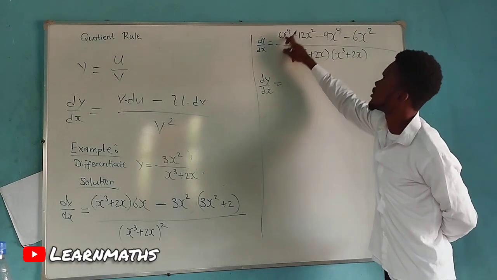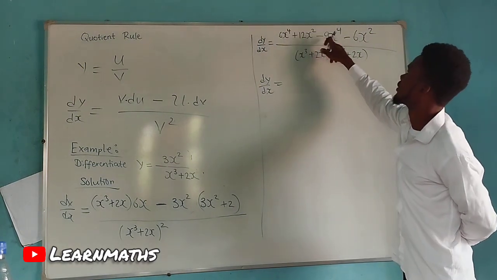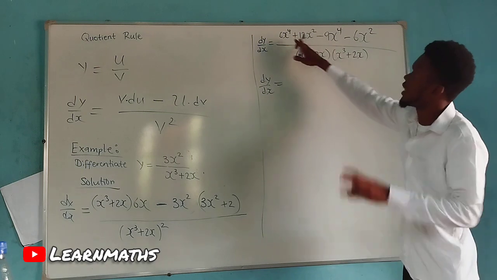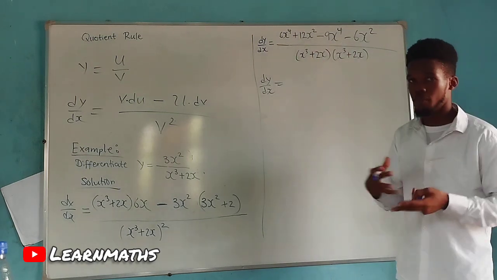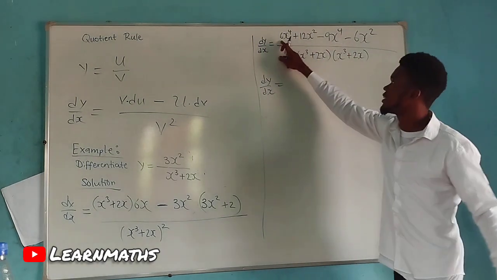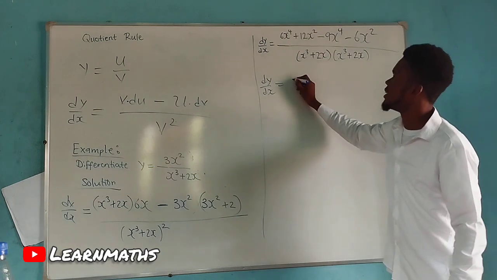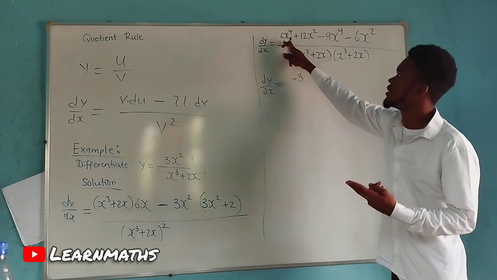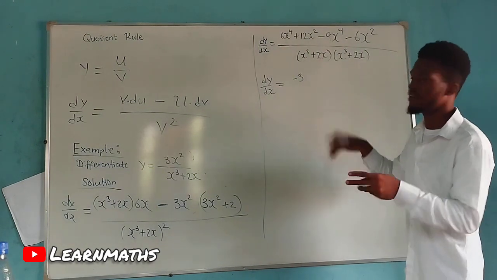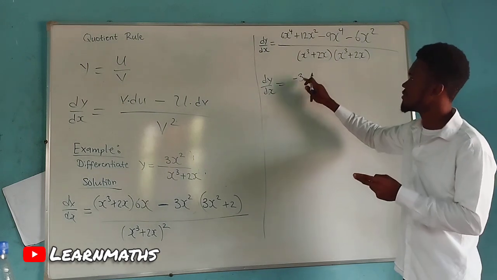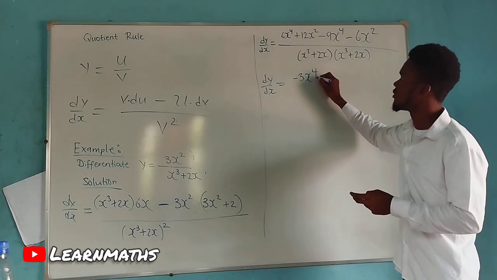Okay, we have 6x raised to the power 4, and we have minus 9x raised to the power 4. So this x raised to the power 4, this x raised to the power 4, I think we can put them together, right? So 6 minus 9, that's negative 3, right? The resulting value is going to be negative 3x raised to the power 4, right?